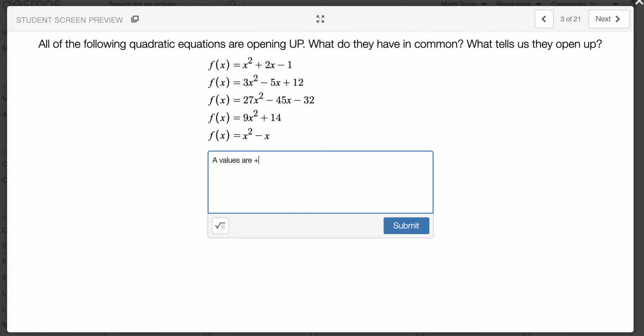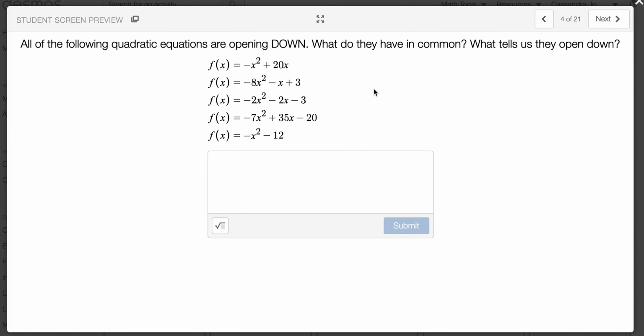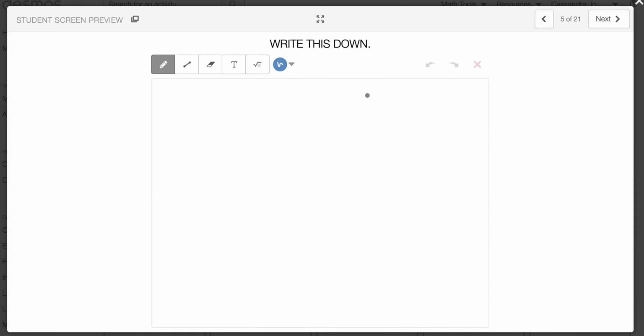I'll tell you exactly what you need to write down when we get there, but we're going to go through some mini explorations and then write something down. Similarly, these are all opening down. Pause and take a second and see if you can figure out what they have in common to open down. Again, it's related to our A values. Our A values are all negative when they are opening down. So this is what you should write down.